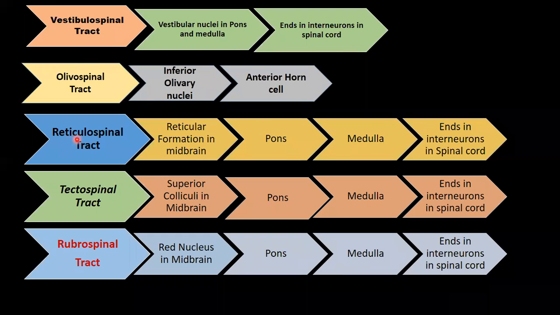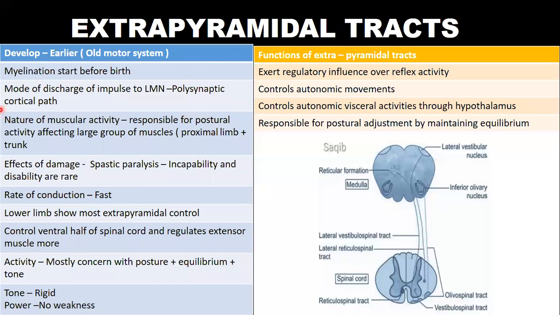Reticulospinal, as the name suggests, starts in the reticular formation in the midbrain, then pons, then medulla, and ends in interneurons in the spinal cord. Tectospinal starts in the superior colliculus in the midbrain and ends in interneurons in the spinal cord. Rubrospinal starts with the red nucleus, and a similar pathway goes on. So just remember this slide and you are a master in the tracts.